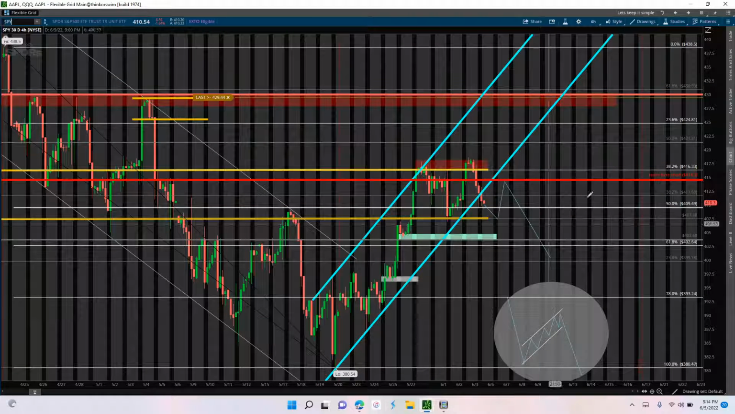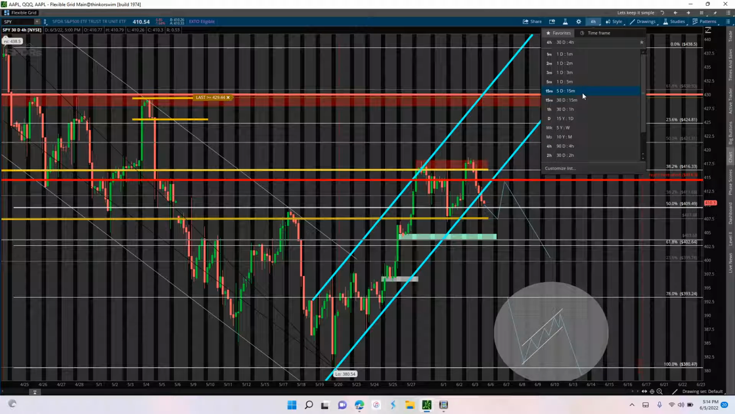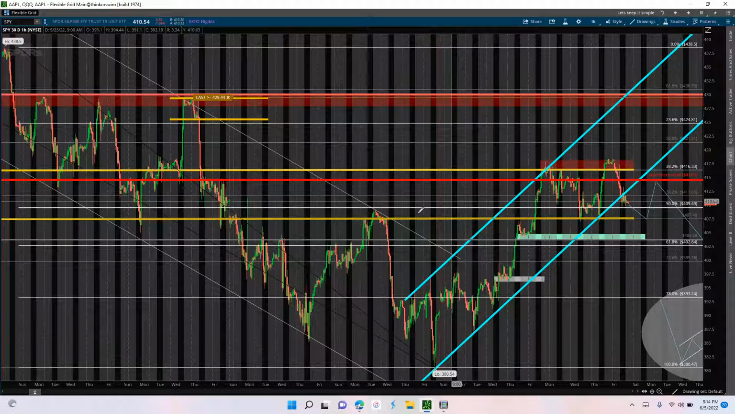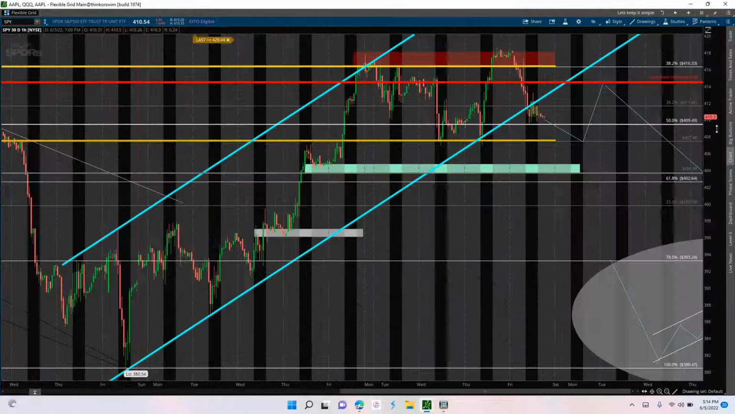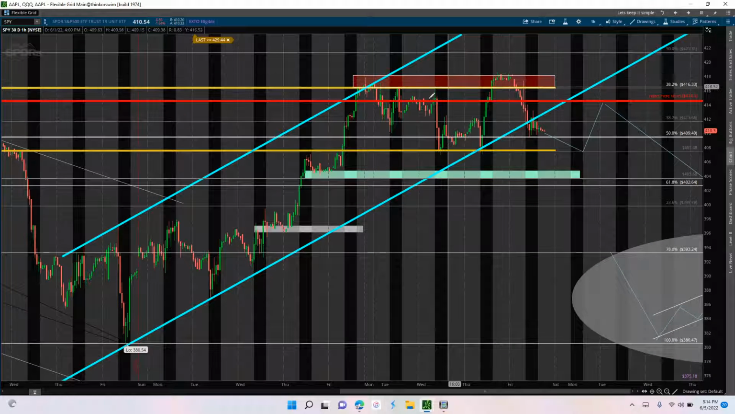So that's the 4 hour. Let's go down to the 15-minute. No, let's go down the hour. Notice how the hour kind of looks like the 4 hour. You just have more candles, but the range is the same.